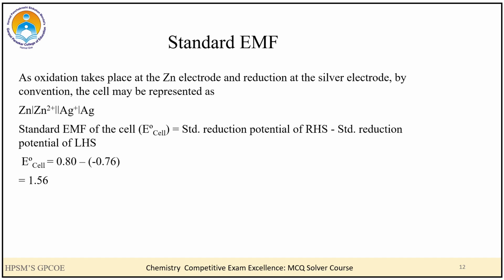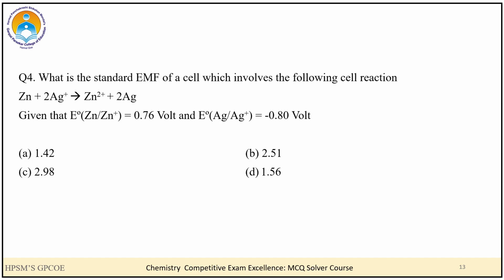This problem is based on calculating the standard EMF. As the oxidation takes place at the zinc electrode and reduction at the silver electrode, by convention the cell may be represented as Zn/Zn2 plus separated by Ag plus/Ag. Standard EMF of the cell, that is E naught of the cell, is given as the standard reduction potential of the right hand side minus the standard reduction potential of the left hand side. If we substitute the values of 0.8 and negative 0.76 in the above formula, we get the answer of 1.56. Thus we can say that option D is the correct answer.